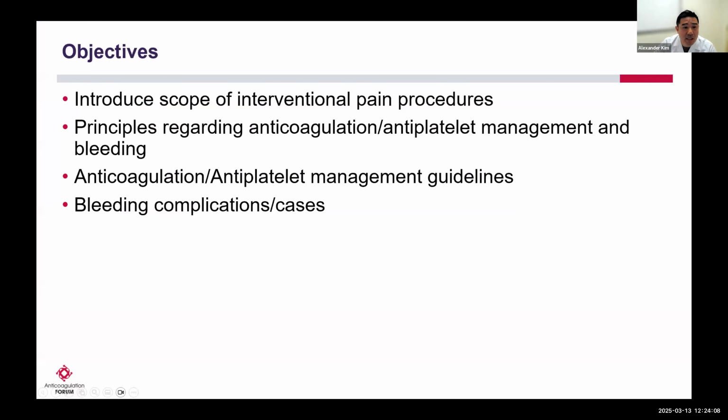So in our time together today, I wanted to portray a little bit of our thought process when it comes to anticoagulation management and what we're thinking about when it comes to bleeding risk and bleeding complications. To do that, I just wanted to introduce the scope and the types of procedures that we do on a daily basis, some of the principles regarding these things that we go by, and then more specifically, the management guidelines that we all generally abide by. And then I wanted to end with a couple of cases of bleeding complications to highlight what might be lurking in the back of our minds whenever we go through this decision-making process.